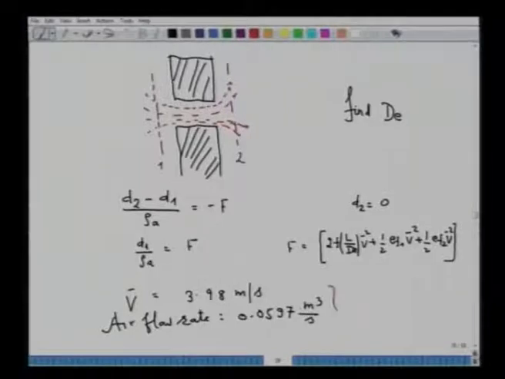So, these are the answers for this particular problem. Some of these steps I omitted, so I request you to solve this problem. D1 is given in millimeter of water, so you have to convert it into Newton per meter square. Do this conversion yourself and see that you come to the answer which I have given.